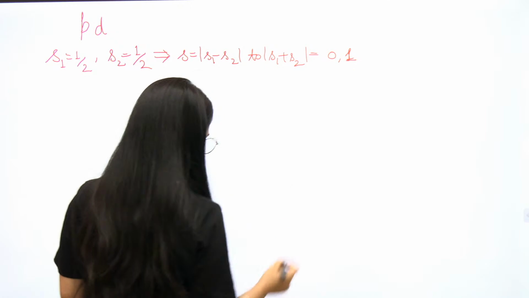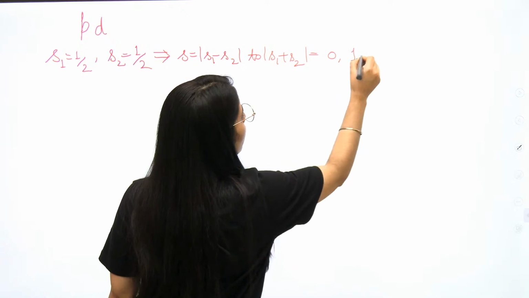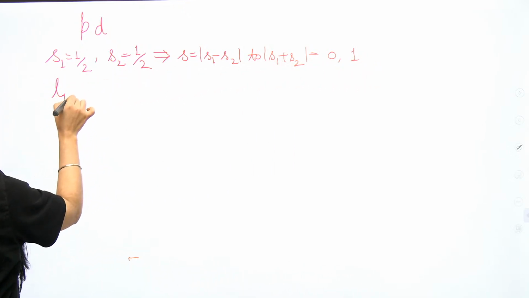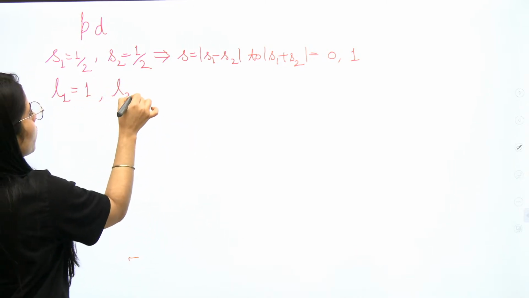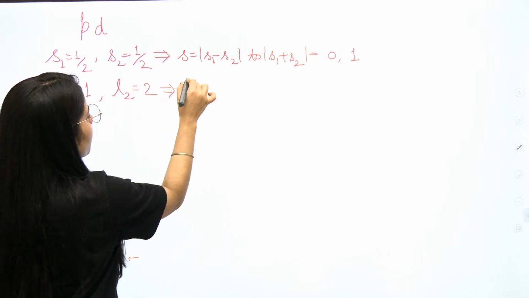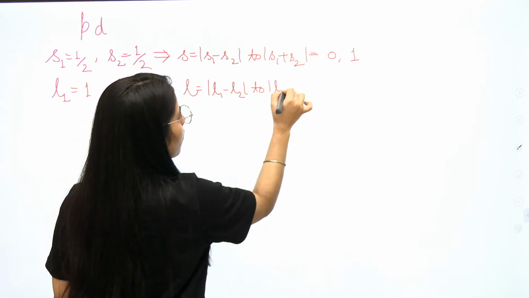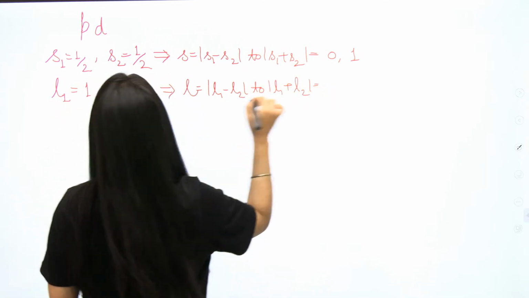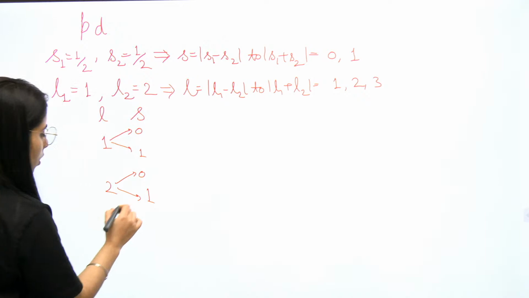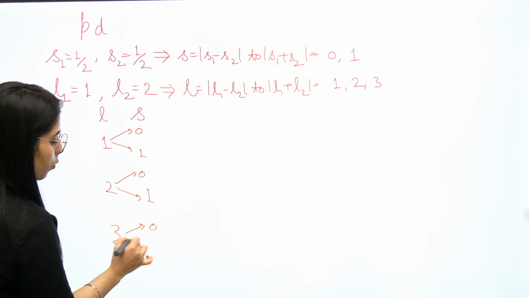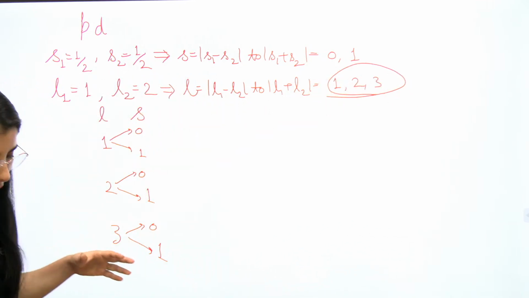It's 1. For P, S is 0 and 1, L1 is 1, L2 is 2, (1 minus 2 to 1 plus 2), it's going to be 1, 2, 3. Consider the spin 0 and 1 both. 1, 2, 3, I have written from here. Clear? So that's what I have considered.